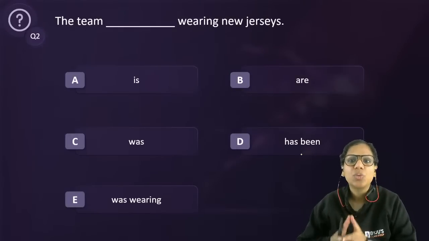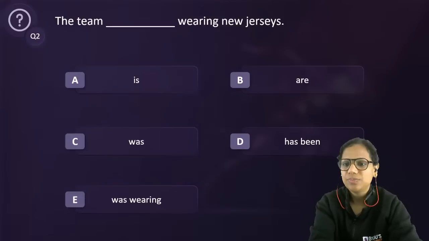Let's come to the next question. The team dash wearing new jerseys. Siddhi, have taken would be plural in case you are answering for the previous one. Have is plural, in the third person. They have.